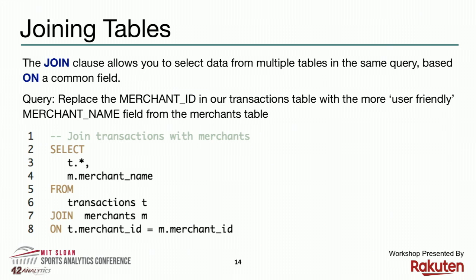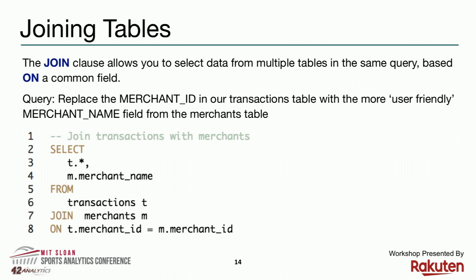So our query for that is going to be select t.star. In this case, we're going to start using aliases. The reason is that now we have common fields in both tables, so if we try to say select merchant ID, it doesn't know which table to select from. It's going to throw an error at you. What you have to do is specify the table before the field.